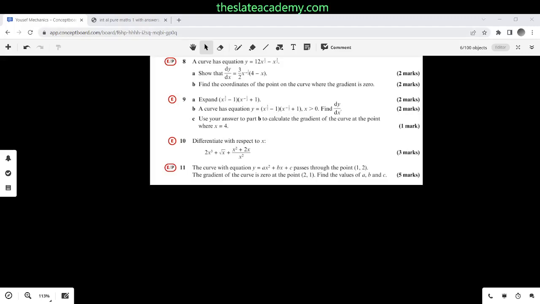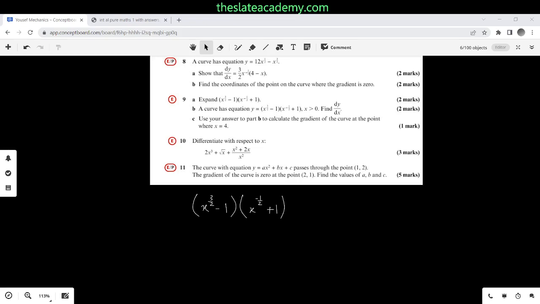So I'll just rewrite the question first. It says question number 9. Question number 9 says x to the power 3 over 2 minus 1, times x to the power minus half, plus 1, right?